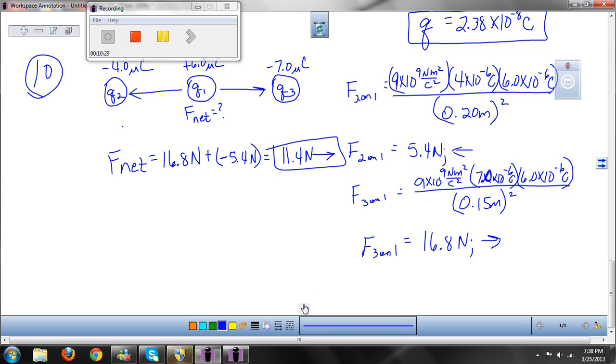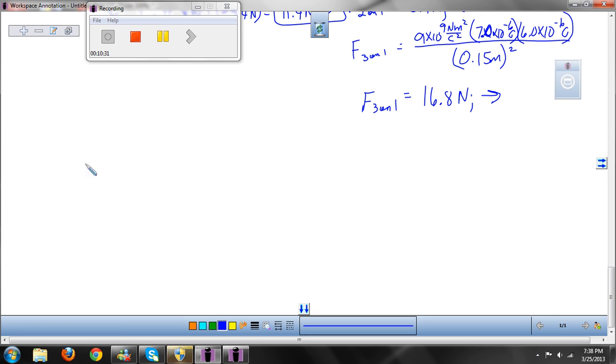Okay, number 11. Number 11 is a right triangle. I have a charge here, a charge here, and a charge here. I know that these two sides are 3 meters, I think it is. Yeah, so that's a 45, 45, 90 triangle. So this R here is going to be what? It's root 2 times 3 or something like that, so we can figure that out. Determine the magnitude and direction of the net force on Q1. So this is Q1 here. This one is Q2 down here. And Q3 up here.